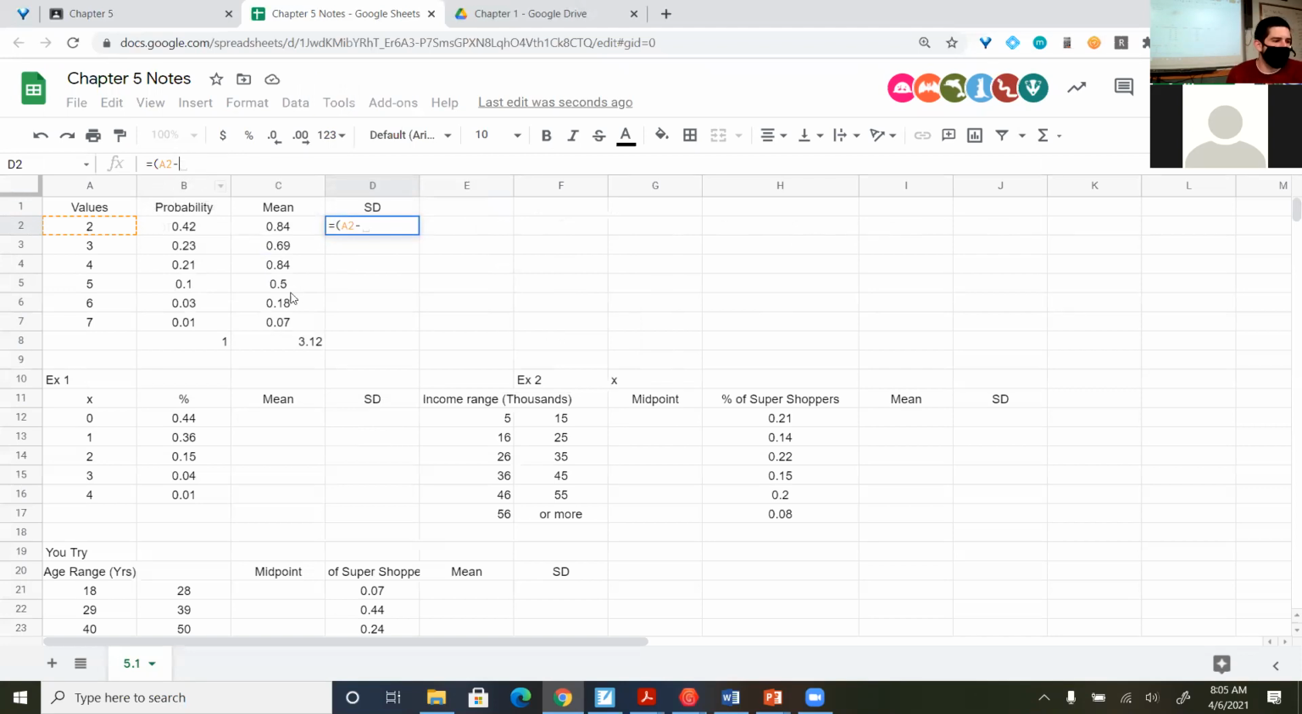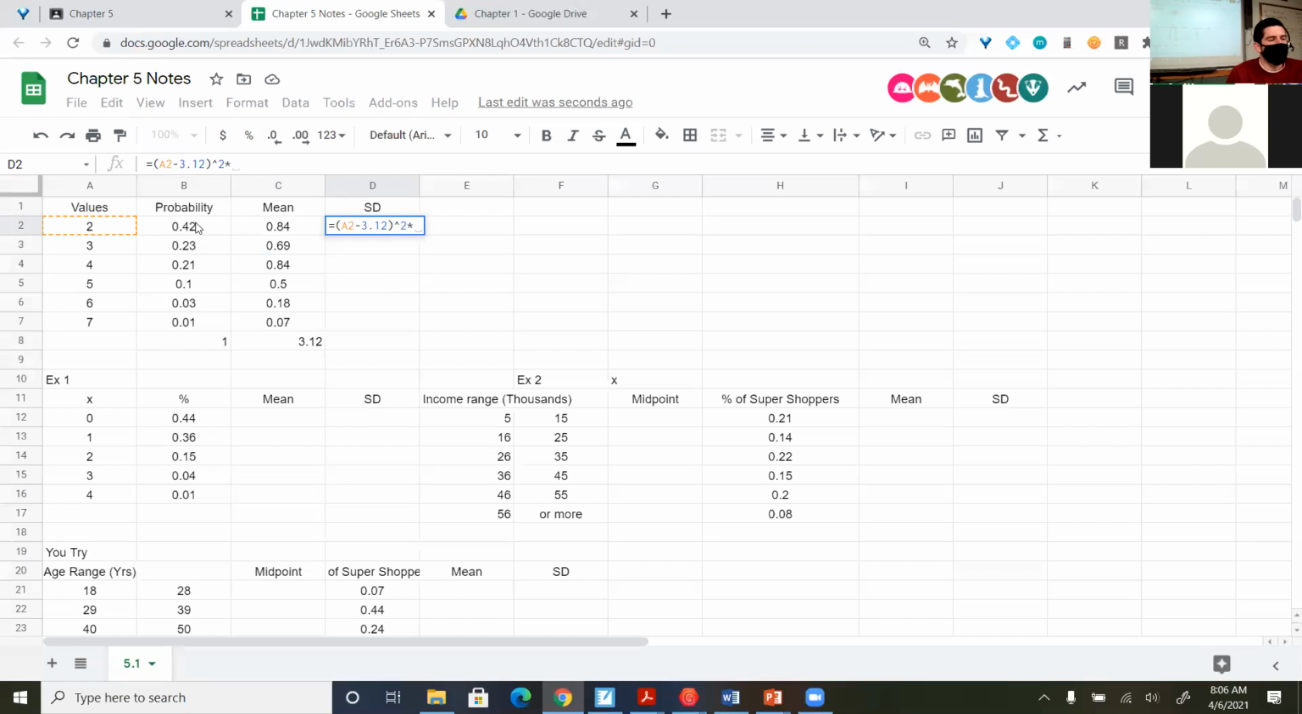So again, every value minus the mean. I'm going to type 3.12. That's now a constant, so when I grab that blue square and bring it down, it knows that it's using 3.12 in every calculation. Close that parenthesis, and I'm going to square it. For me, that's Shift 6, the little caret symbol. Squared.